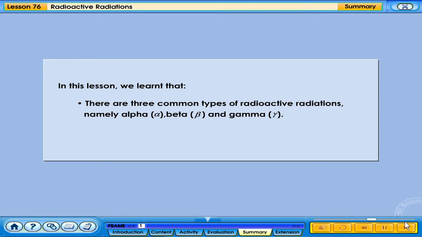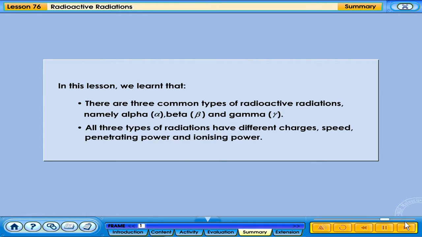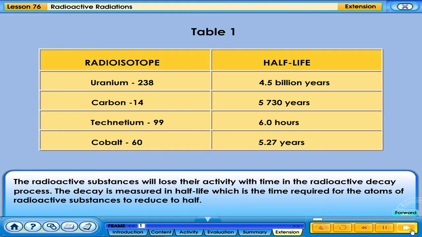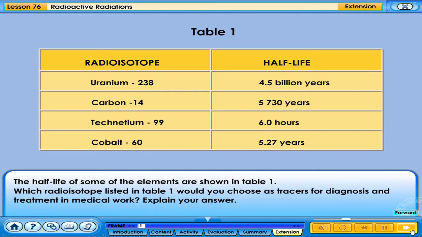beta, and gamma. All 3 types of radiations have different charges, speed, penetrating power, and ionizing power. Radioactive substances will lose their activity with time in the radioactive decay process. The decay is measured in half-life, which is the time required for the atoms of a radioactive substance to reduce to half. The half-lives of some of the elements are shown in Table 1.